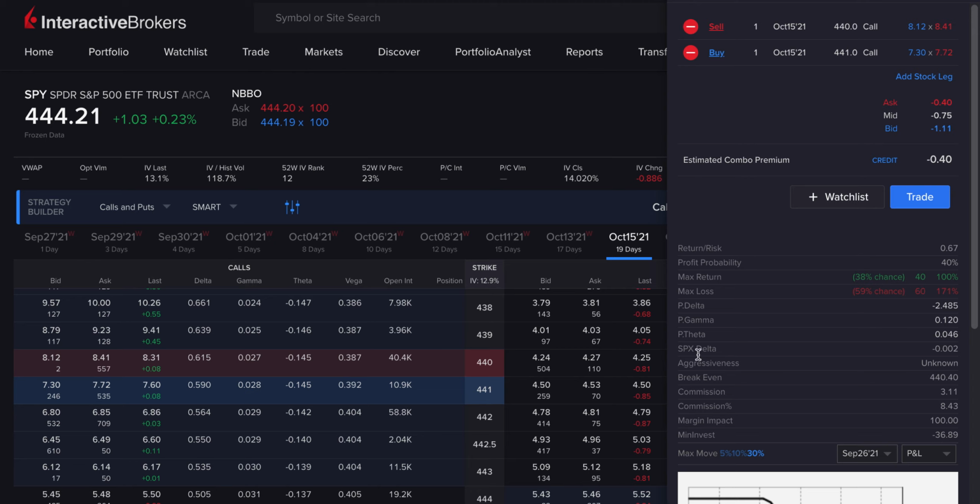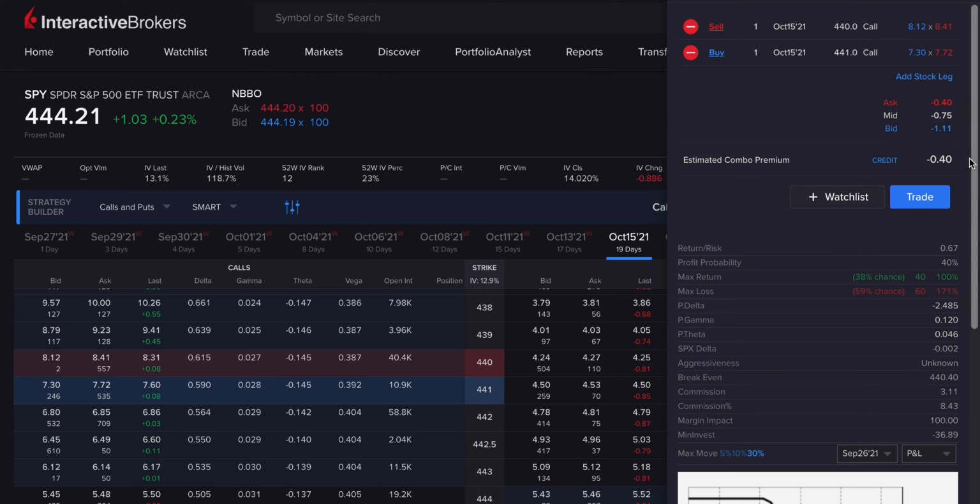Very simple. Let's go here for a second. We have 440 and 441. What is the difference between 440 and 441? Well, it's 1. But remember, in the options world, we always got to multiply something by 100. So we actually get 1 times 100, which is 100. And that's the margin impact here. That's what you're putting as collateral. You're putting $100 as collateral.